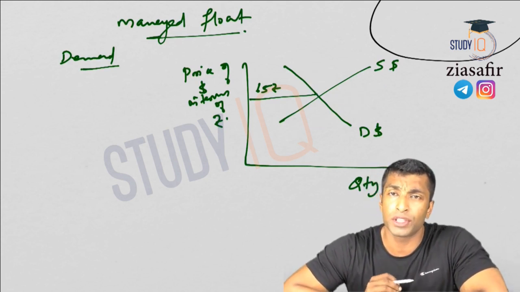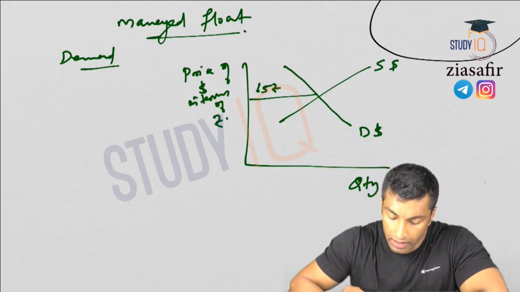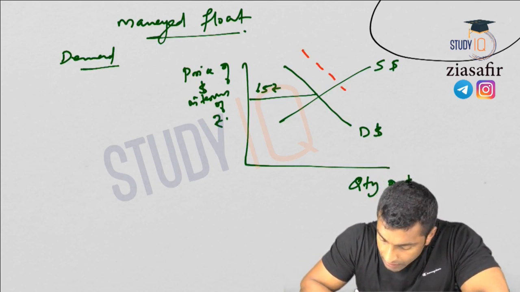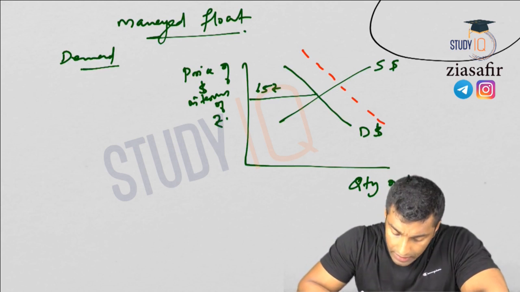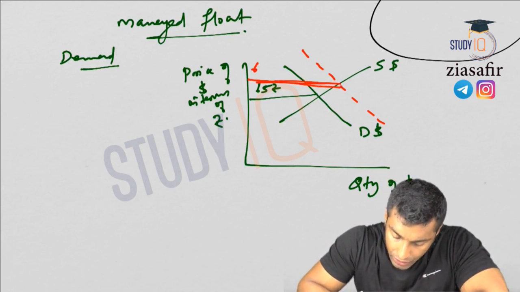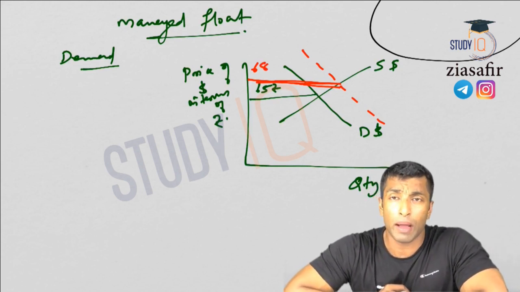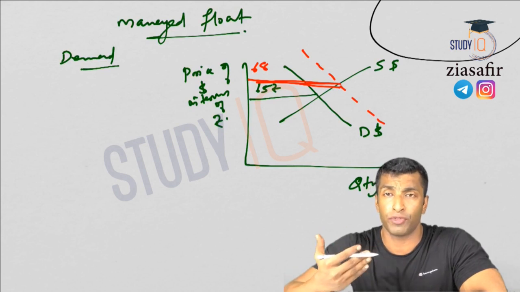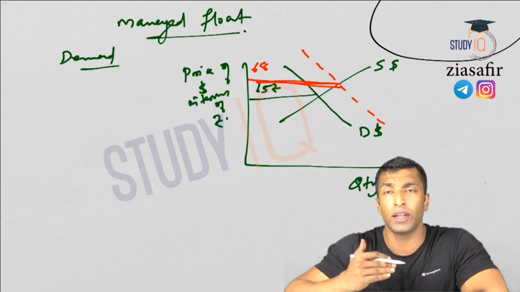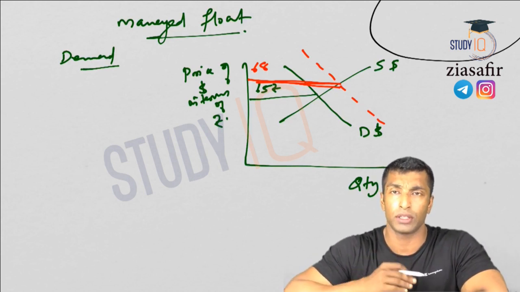So here I'm going to shift my demand curve rightward, because there is an increase in demand. Let me shift it like this. Now you can see the new point here. The price has increased to, let's say, 67 or 68. So what happened here is an appreciation of dollar, and it effectively led to a depreciation of rupee. Appreciation of dollar and depreciation of rupee are both the same.